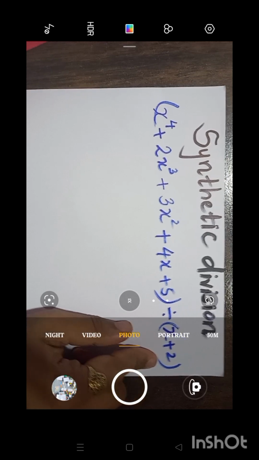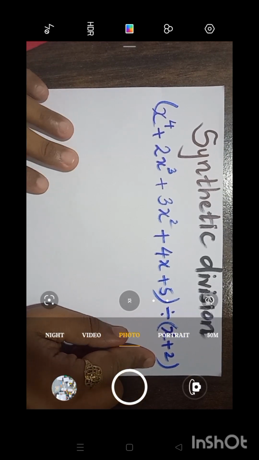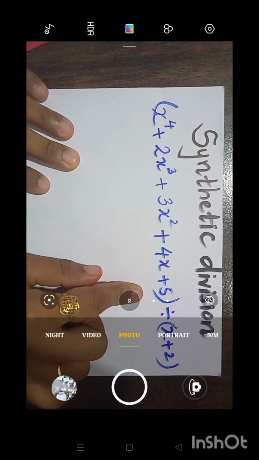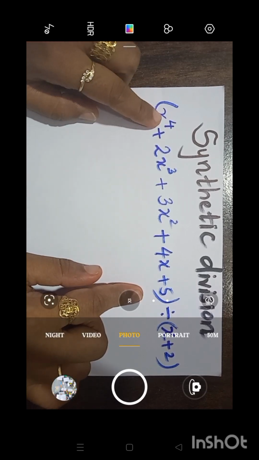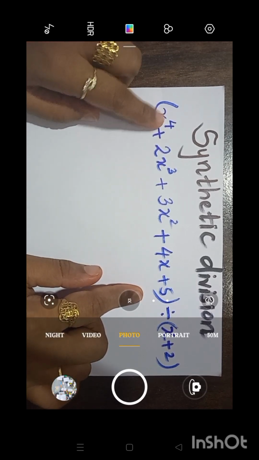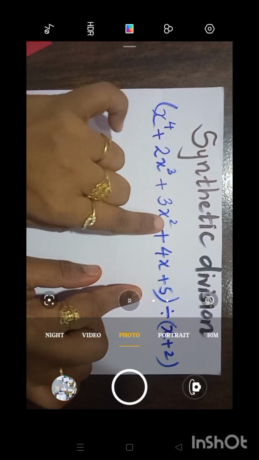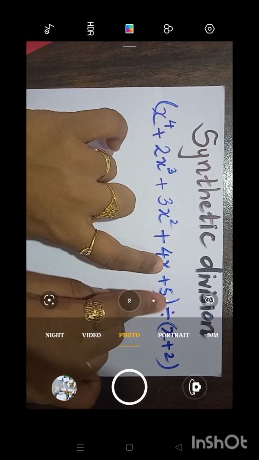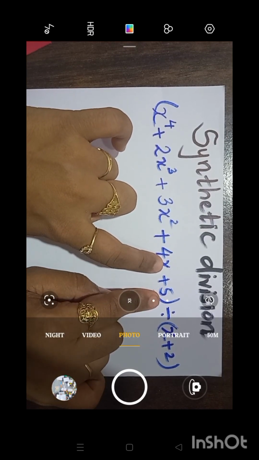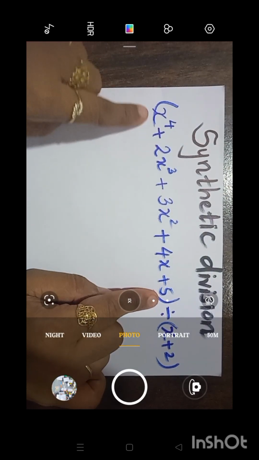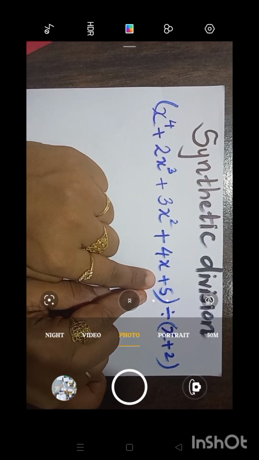Students, first we need to see whether the polynomial is in descending order. The highest power of the variable is 4, then the power 3, then the power 2, then the power 1, and no variable means the power of the variable is 0. So this polynomial is already in the descending order of the degree.